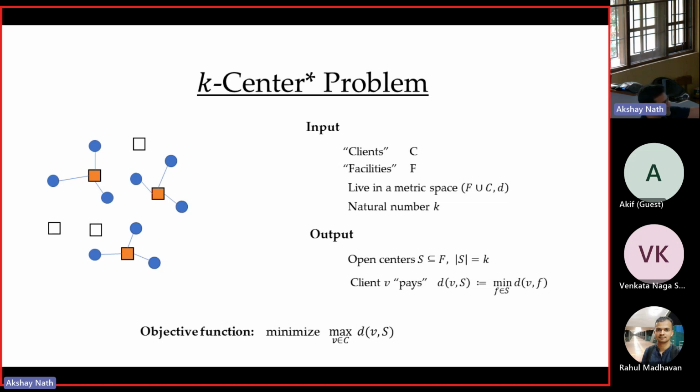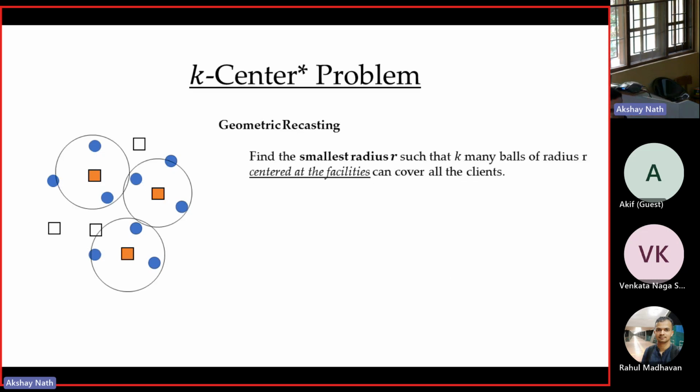So of course, there are many different ways of choosing an NP-hard problem. Another way of stating the same problem is: I'm given these blue points in a metric space. Find the smallest radius R so that k balls of radius R can cover all these blue points, with the constraint that the centers of these balls must be on these squares. That's the same thing, because R will be the maximum distance. So that's a geometric viewpoint of this.